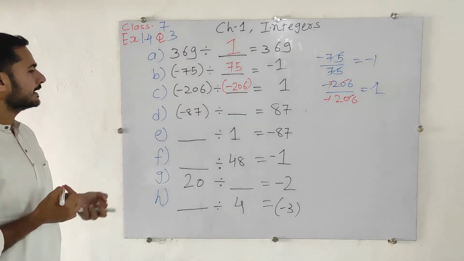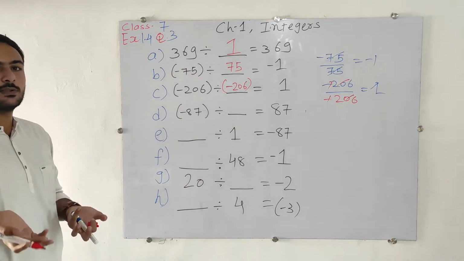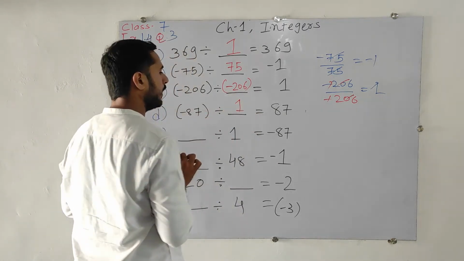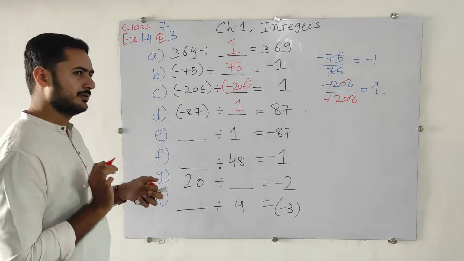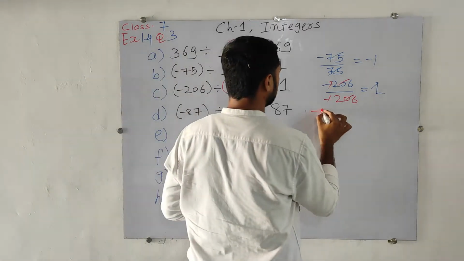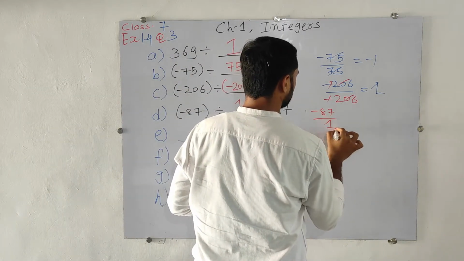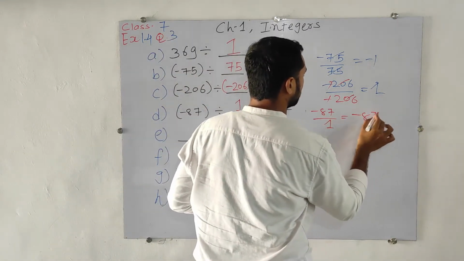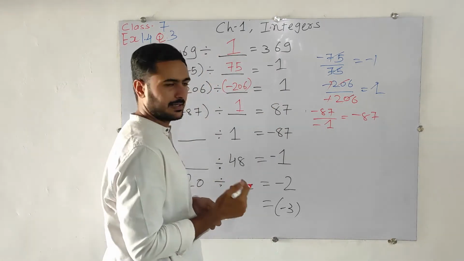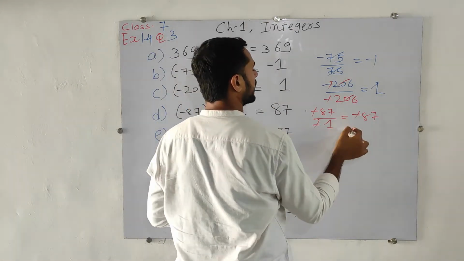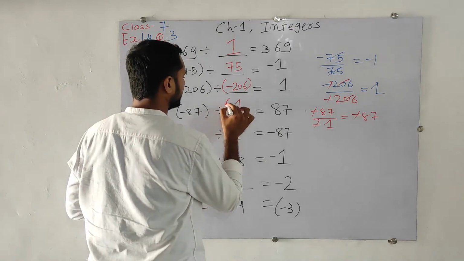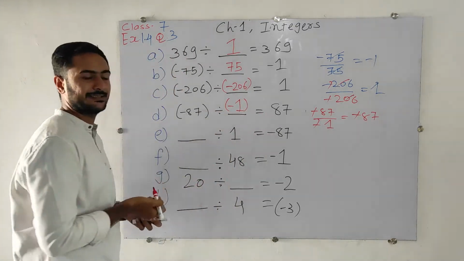Then D: minus 87 divided by something is equal to 87. It means that's the 1, but if we divide by 1, then what will happen? Minus 87 divided by 1 is minus 87 only. But if I divide with a minus sign, then the minus cancels and we get plus 87. It means I have to divide by minus 1 to get the answer plus 87.